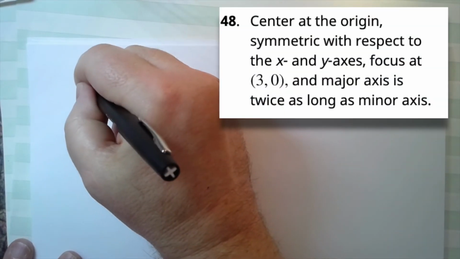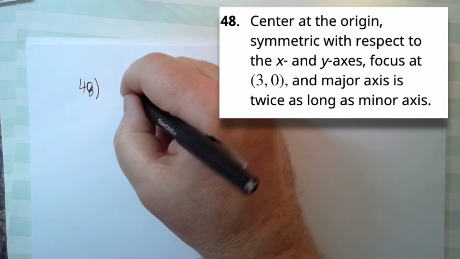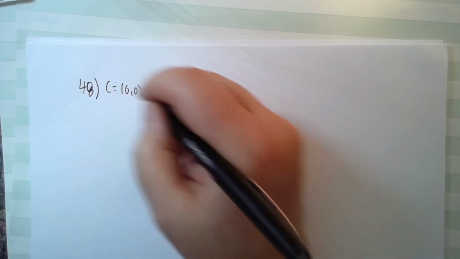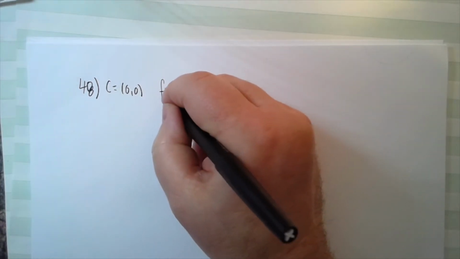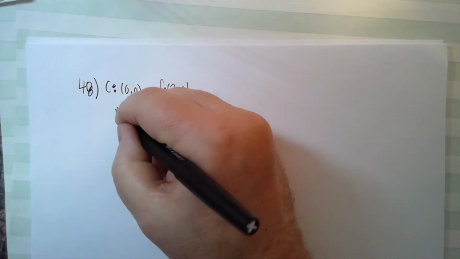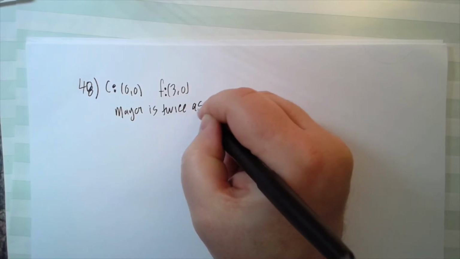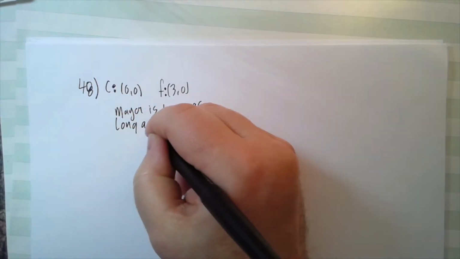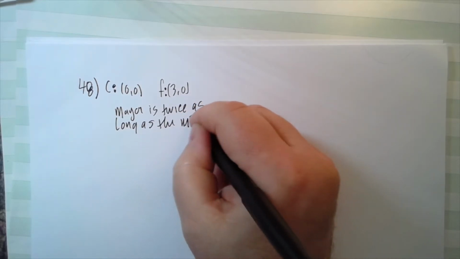So now this is number 48. The center is at the origin, so the center is 0, 0. And it says symmetric to the x and y axis. Focus is at 3, 0. Right, our focus is at 3, 0. Our center is at 0, 0. The major axis is twice as long as the minor axis.